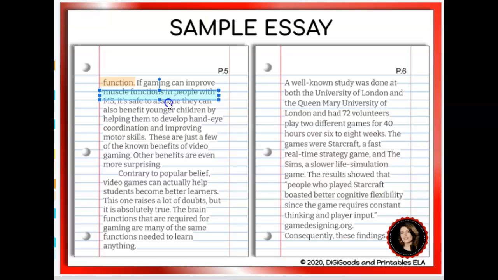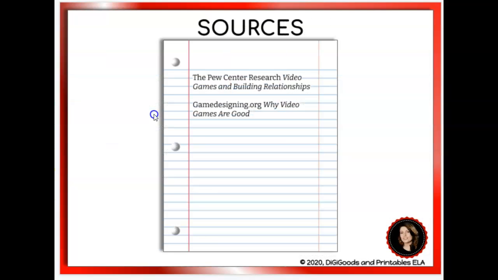If gaming can improve muscle functions in people with MS, it's safe to assume they can also benefit younger children by helping them develop hand-eye coordination and improving motor skills. These are just a few of the known benefits of video gaming. Other benefits are even more surprising.